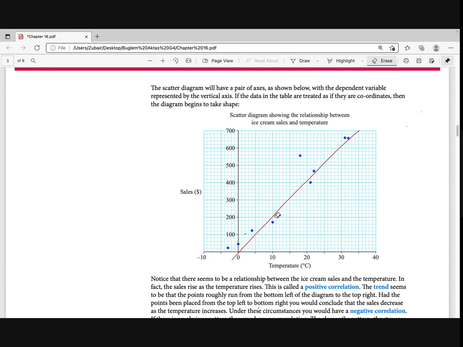So roughly, there are 1, 2, 3, 4, 5 points above the line and 3 points below the line.